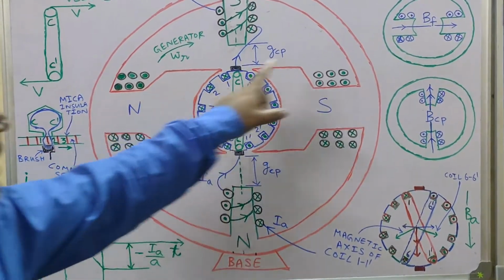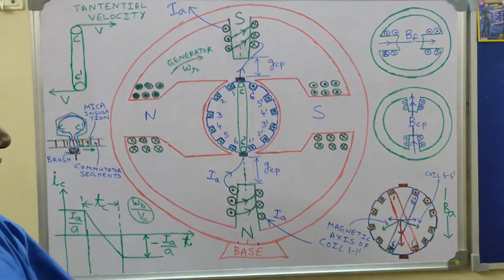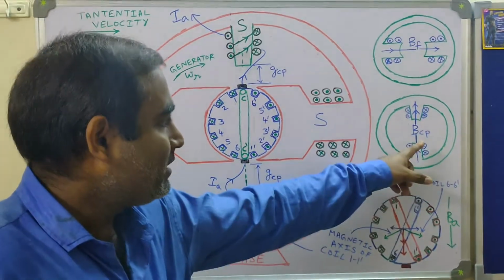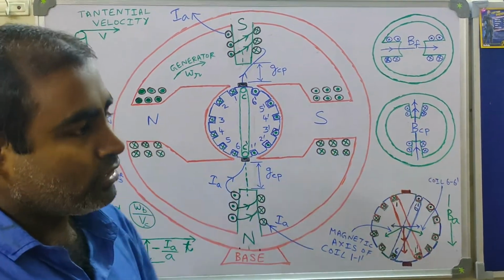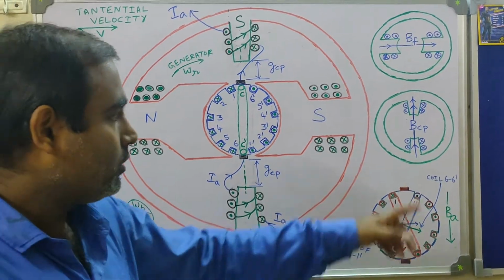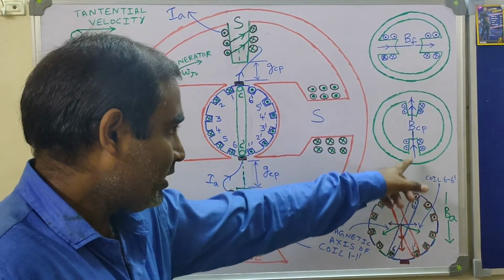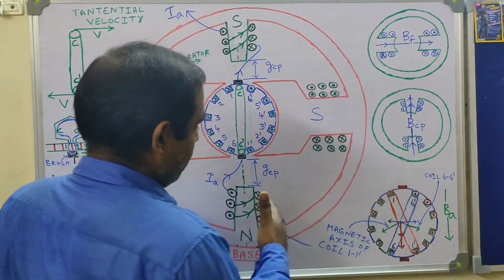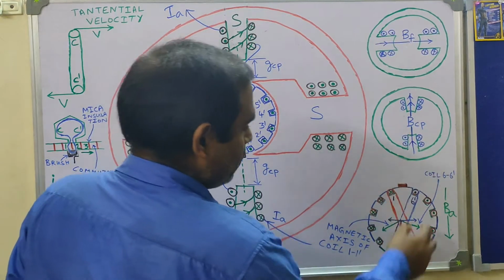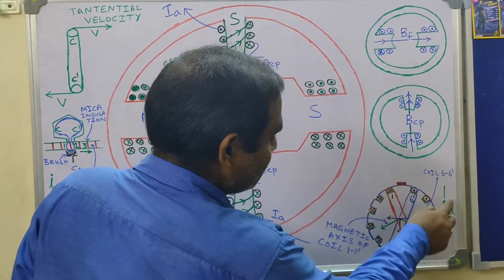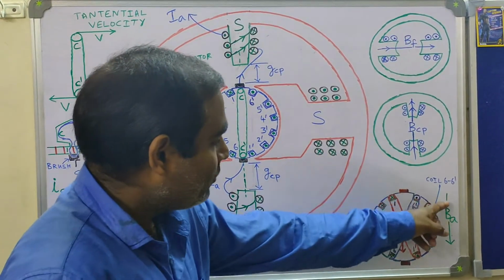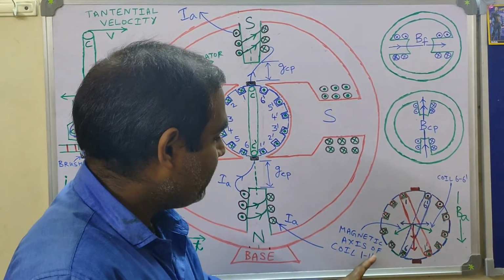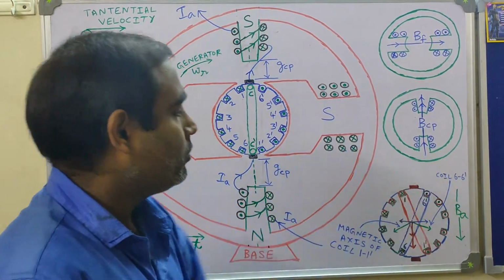density due to field current, that is BF, and the magnetic flux density due to interpole windings, that is BCP. Here CP stands for commutating poles, because interpoles are also known as commutating poles. So what is BCP? Magnetic flux density created due to the interpole or the commutating poles. What about BA? BA is the magnetic flux density due to the armature winding, which is directed downwards.